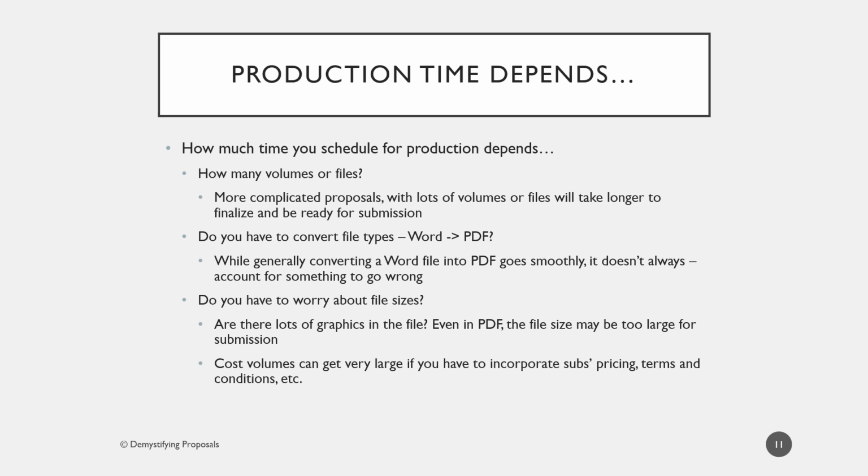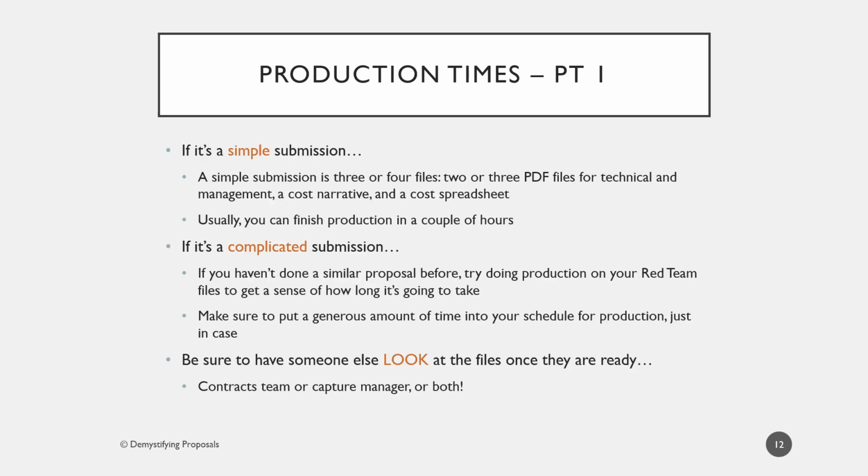So cost volumes can get very large, especially if you have to incorporate subs pricing, terms and conditions, etc. This is a classic example of where you may develop a PDF, but then have to split the PDF into multiple files in order to make each file the appropriate file size for submission. A simple submission is, for example, 3 or 4 files, 2 or 3 PDF files for the technical and management volumes, a cost narrative, and a cost spreadsheet.